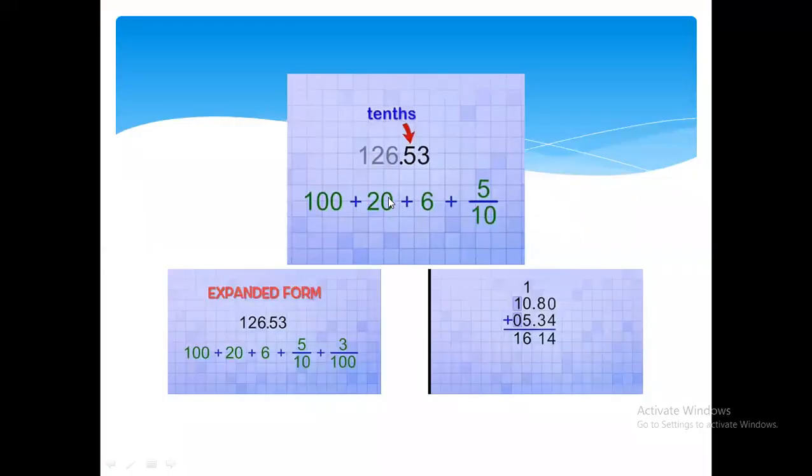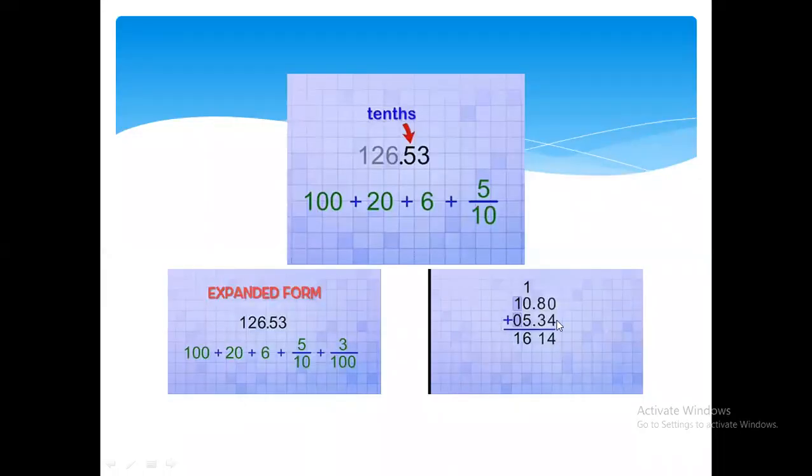Okay, let's talk about the expanded form over here. We've got 1 hundred, 2 tens, 6 units, point, 5 tenths, and 3 hundredths, as given over here. Now we're adding 10.80 plus 5.34. Oops, sorry. 4 plus 0 is 4. 8 plus 3 is 11.